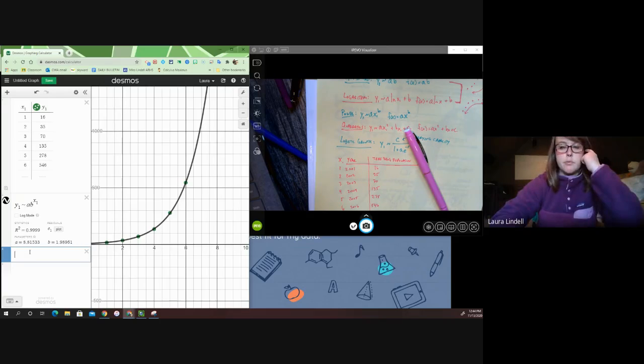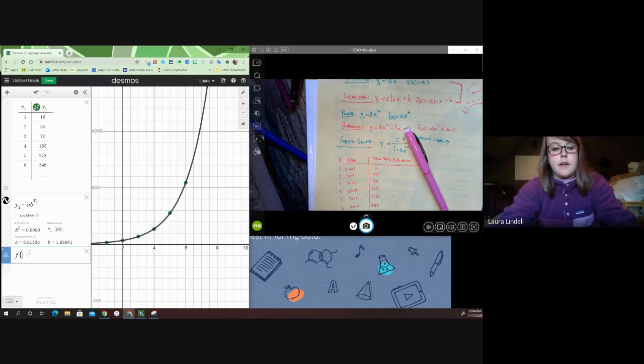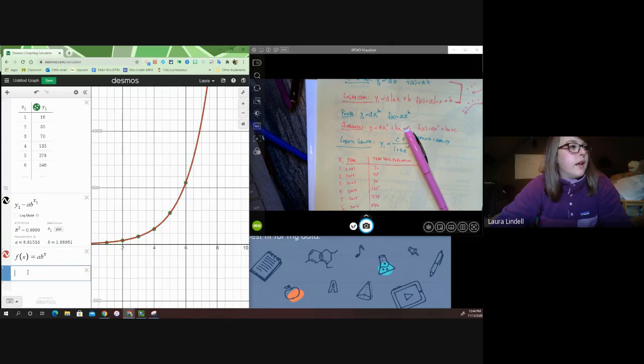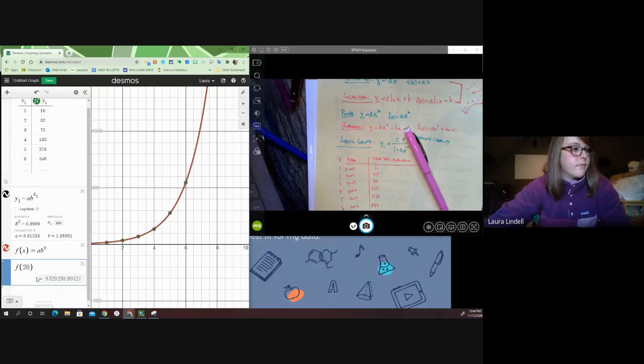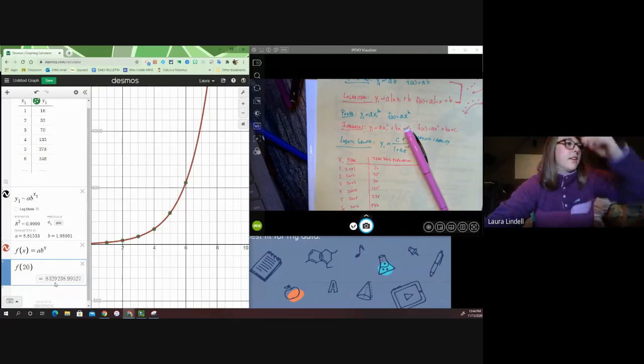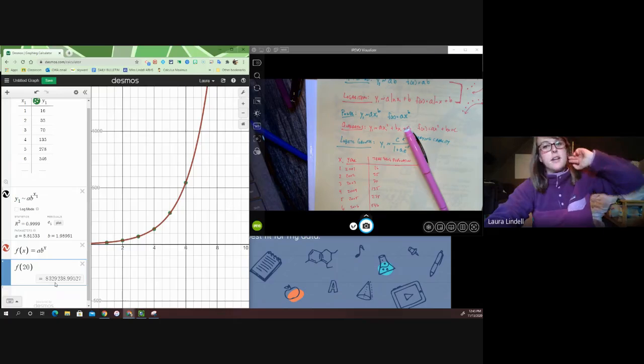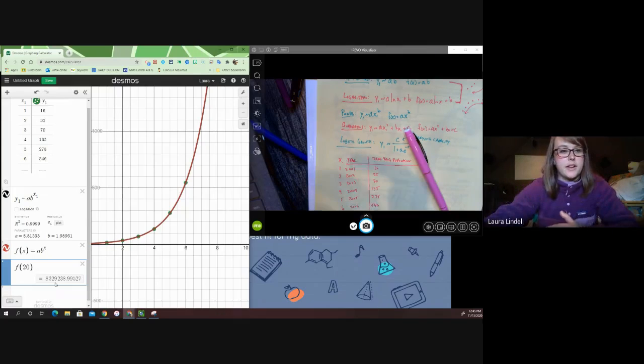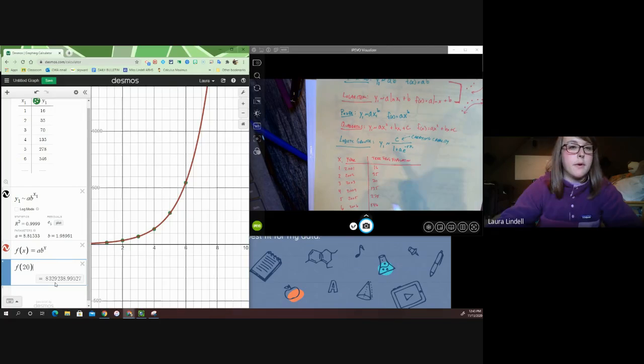So then if you want to use this to predict future values, you could type in f of x equals a times b to the x. And if I wanted to know, let's say, how many tree frogs there will be in the year 2020, then I would get f of 20. And that would tell me that there will be 8,329,238 tree frogs if the tree frog population growth went unchecked, if there were no predators, or there wasn't like a logistic growth sort of thing happening where they were competing for space and everything like that.